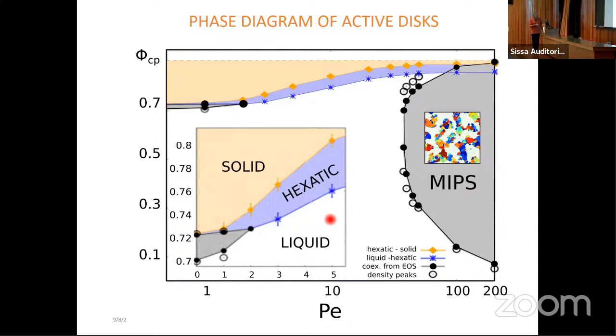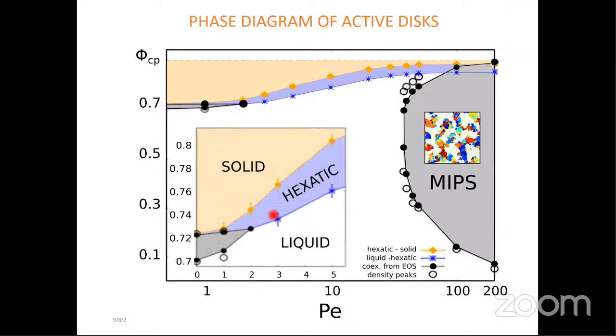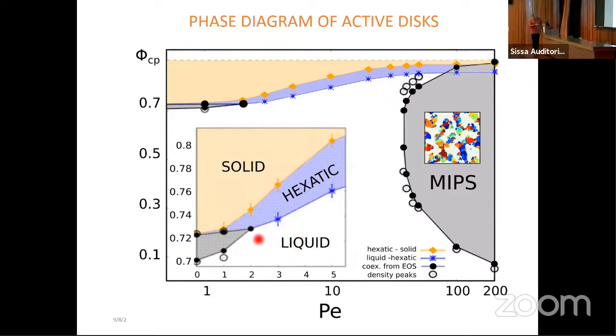A critical line that I anticipated, there is no time to show everything, but our indication is that it is a critical Kosterlitz-Thouless line. So when you increase activity, you go from this coexistence to a more standard scenario first, where you have solid, exotic, and liquid. And then, at the end, you arrive in the MIPS region. And that is here, where there is another coexistence line between high and low density.